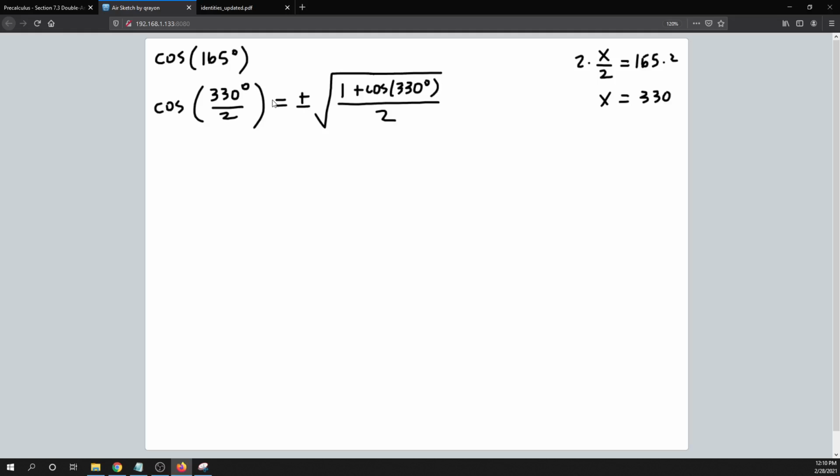Here the choice between plus or minus is pretty straightforward. We are calculating the cosine of 165. Where is 165 degrees? It would be between 90 and 180, so it would be in quadrant 2 somewhere. Points in quadrant 2 have negative first coordinates and positive second coordinates. Since the cosine is going to come from the first coordinate of some quadrant 2 point, we need to choose the negative in this case. So that's what we're going to do.